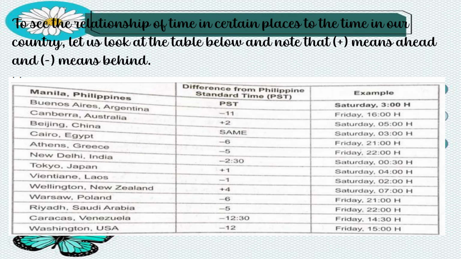So let us take a look at Buenos Aires, Argentina. The difference from the Philippines or the Philippine Standard Time is -11. So that means it is Friday there. If it is 0300 hours for us, in Buenos Aires it is Friday, and that is 1600 hours.